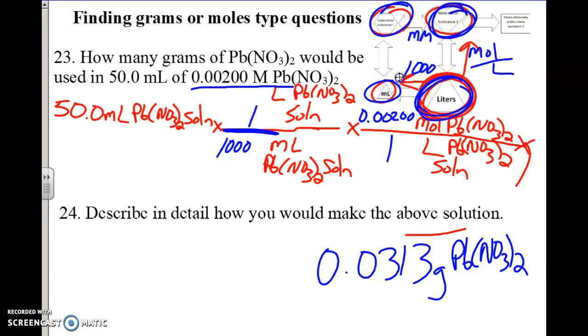We would swirl, number 4, we would swirl that until all of that has dissolved. Number 5, we would fill the volumetric flask to the line with water. And then number 6, we would cap and invert the flask until homogeneous, which is about 12 times. So that's how we would go about making that particular solution.